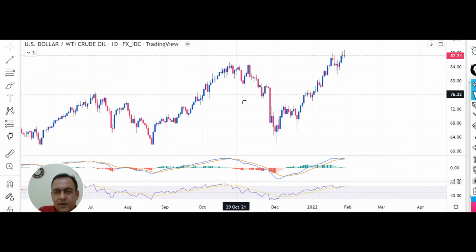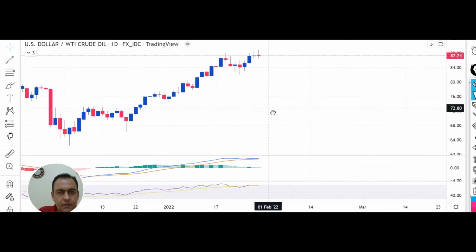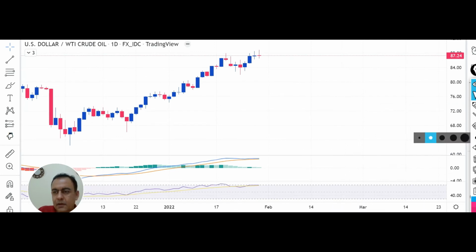WTI, we are on the daily time frame, and if you check, it has already lost some momentum. The last two daily candles, it's a loss of momentum because both the candles are indecisive. A doji candle at the top of the bull run. Whenever a doji candle forms at the top of the bull run, most likely we are going to get a trend change, at least for the short term.